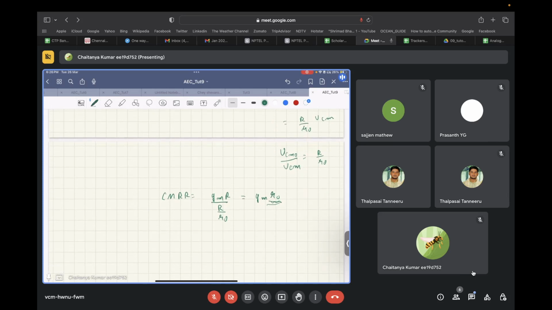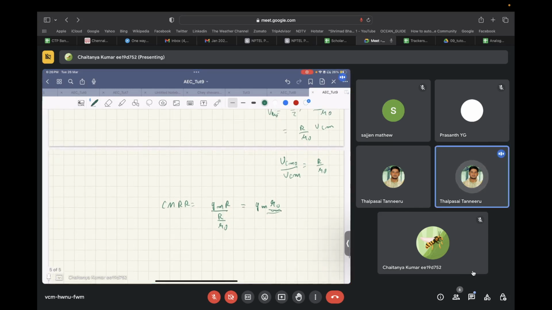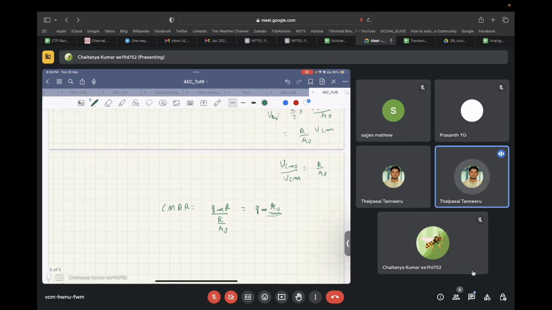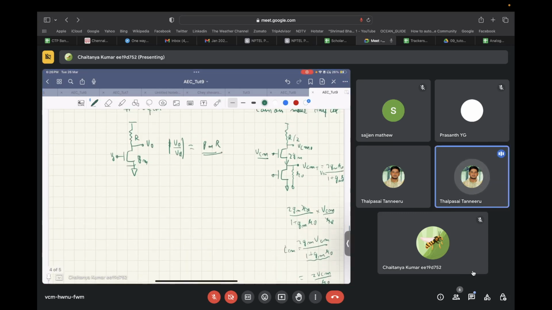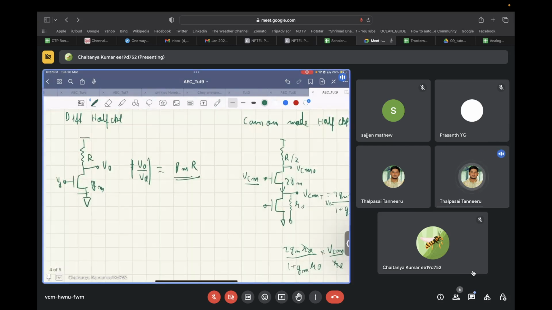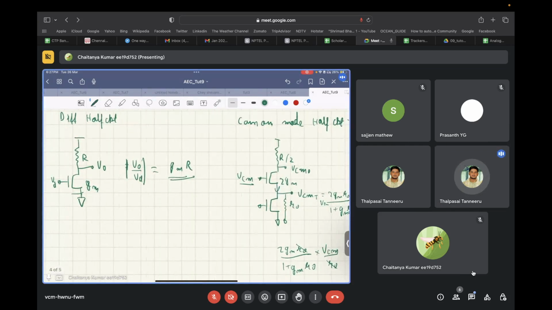Now let's see. Sir, if you don't mind, could you repeat again that VCM by... Differential gain, I'm understandable. Sir, common mode gain, I'm getting confused every time. So which part did you get confused? In general, for CMRR, we will find out the differential gain by common mode gain, right? If you want to find out the common mode gain for any circuit, how should we approach?